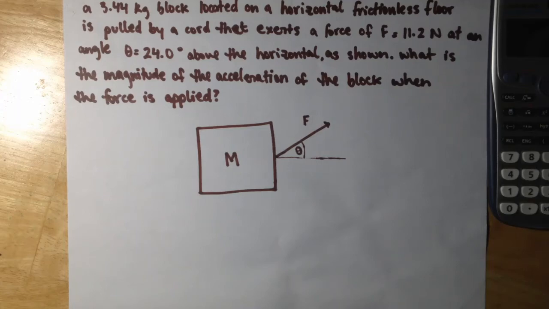A 3.44 kilogram block located on a horizontal frictionless floor is pulled by a cord that exerts a force of F equals 11.2 newtons at an angle theta equals 24 degrees above the horizontal as shown. What is the magnitude of the acceleration of the block when the force is applied?